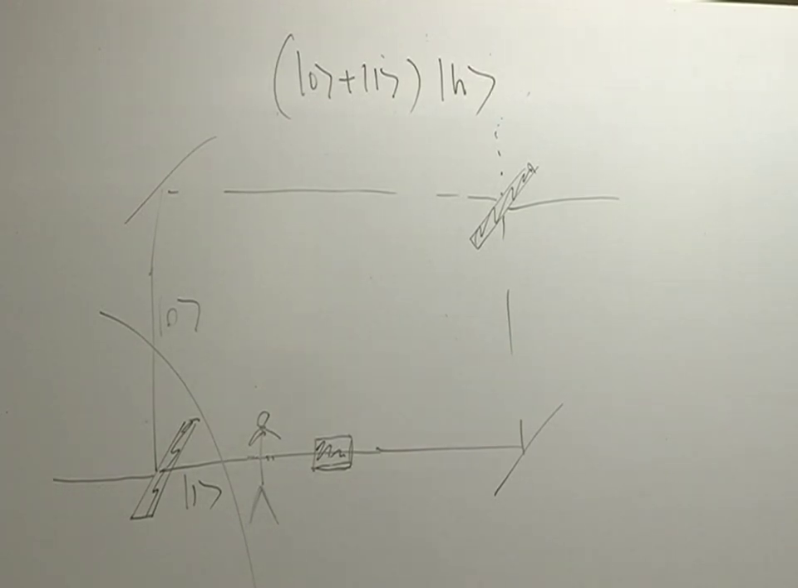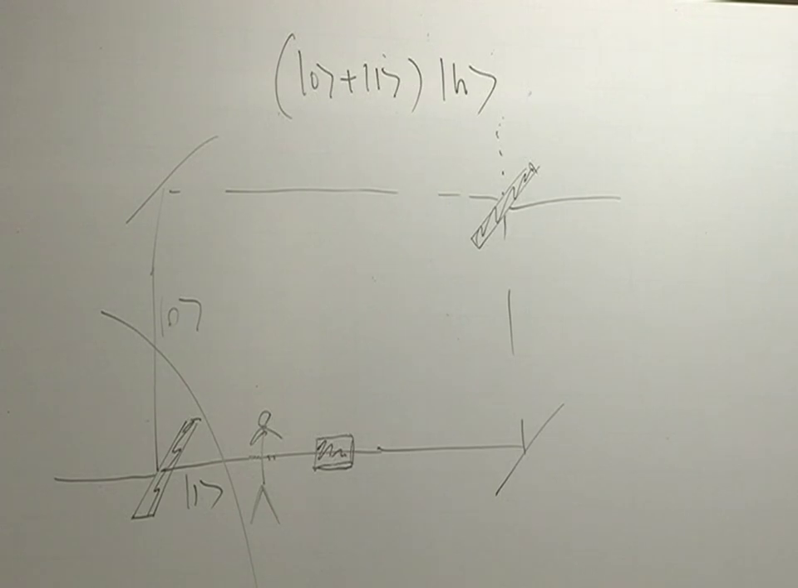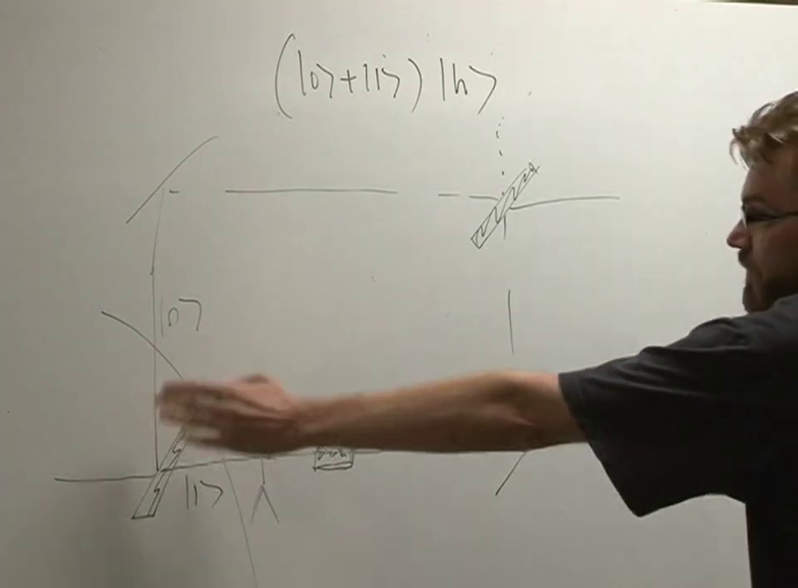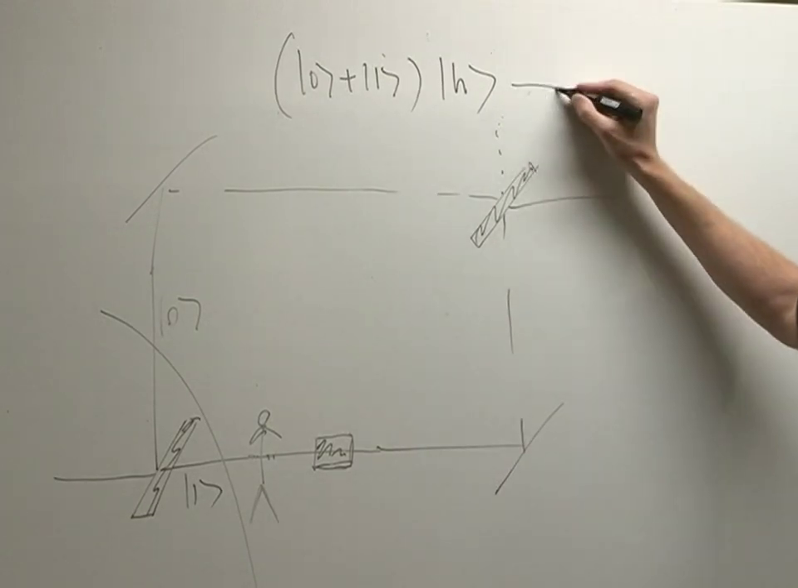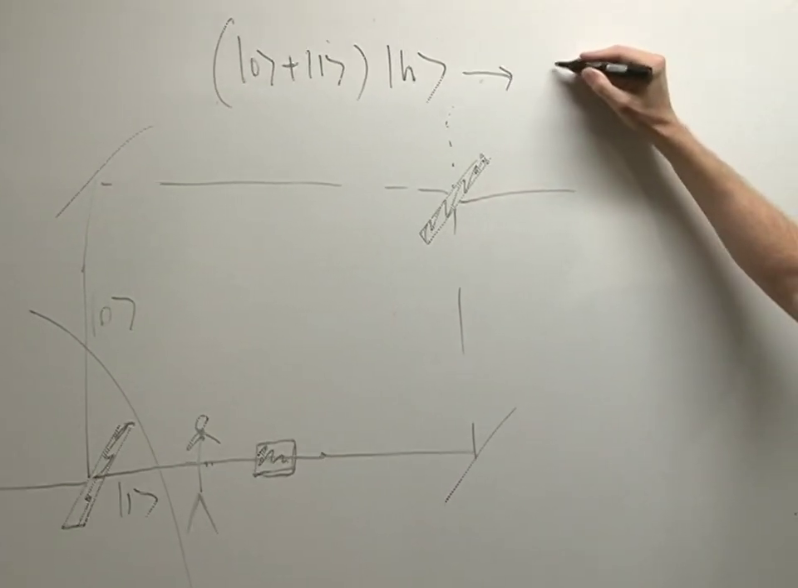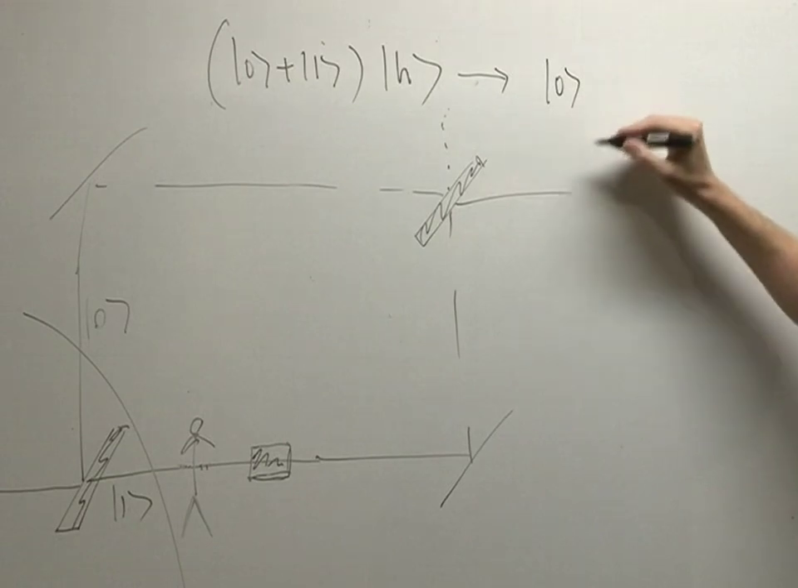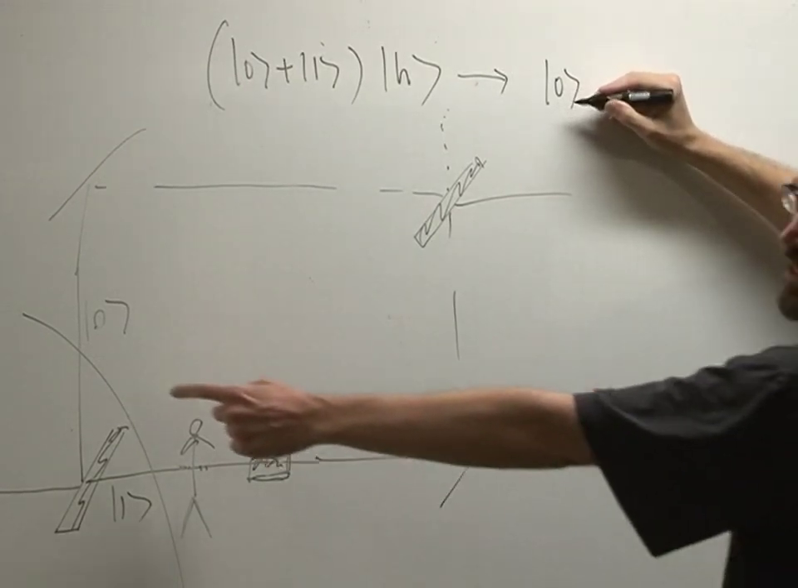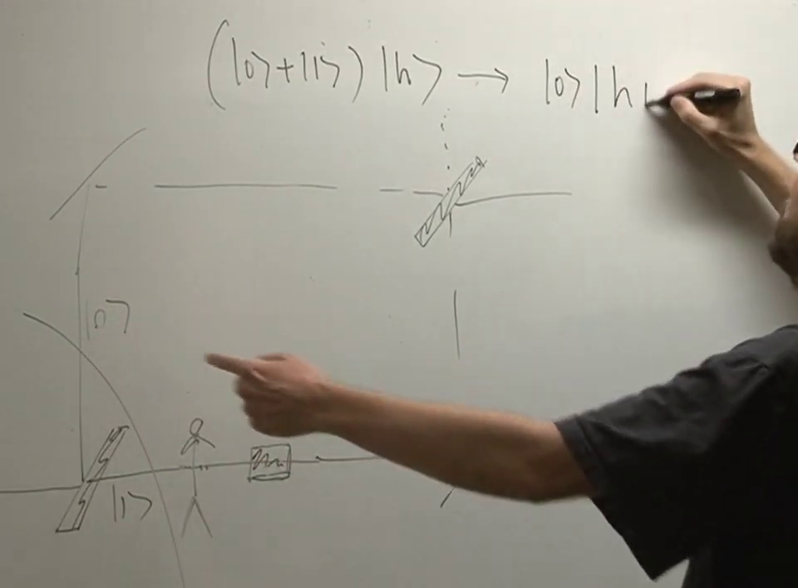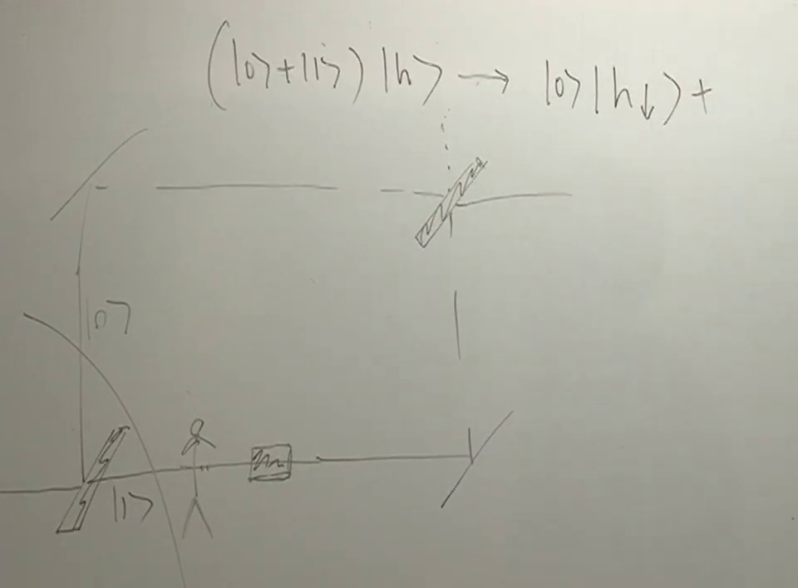So now this human sees the photon, or doesn't see the photon, because the photon has gone in the other direction, if it's taken the zero path. I don't know how to represent it, obviously, but this is going to lead to the photon being in this branch, and let's say the human is depressed as a result because he hasn't seen the photon. This is what makes you depressed in your life.